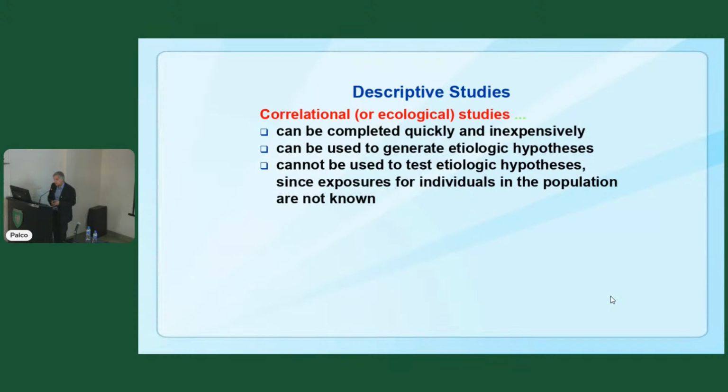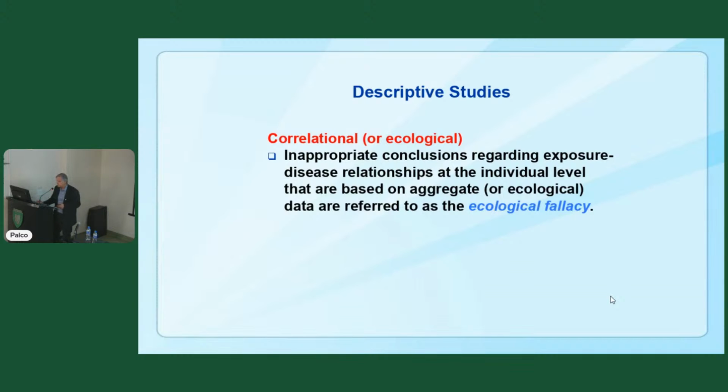So correlation studies can be completed quickly and inexpensively, and are used to generate etiological hypotheses, not to test hypotheses. They cannot be used to test any hypothesis because you don't have what it takes. I'm going to show you why. Inappropriate conclusions regarding the exposure-disease relationship. I gave you the example of colorectal cancer and meat consumption. If you do correlation or ecological types of studies like this, you're going to find relationships. It doesn't mean they exist, because of something called the ecological fallacy. Okay?